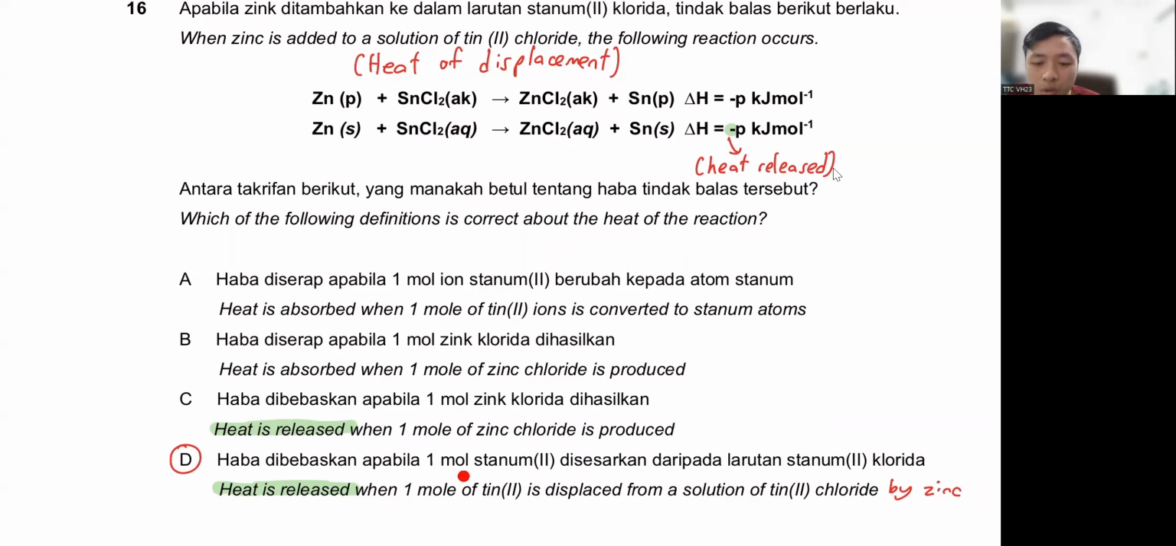Heat released when 1 mole of tin is displaced from a solution of tin(II) chloride by zinc. Something else, not B, not C. For heat of displacement, you have to mention it like this. This is the definition. Not A also. You have to say what is displaced by what, or from what solution.